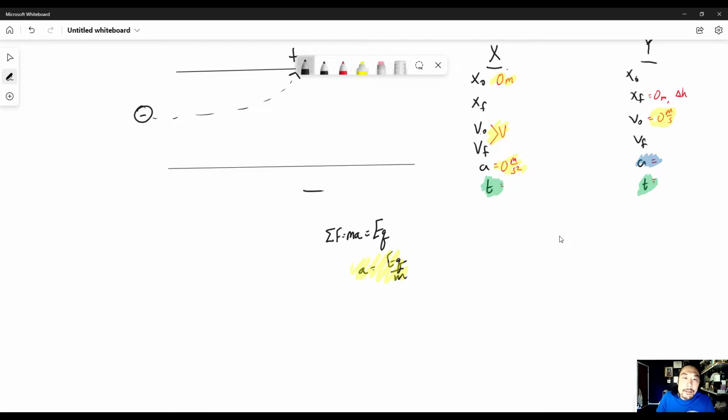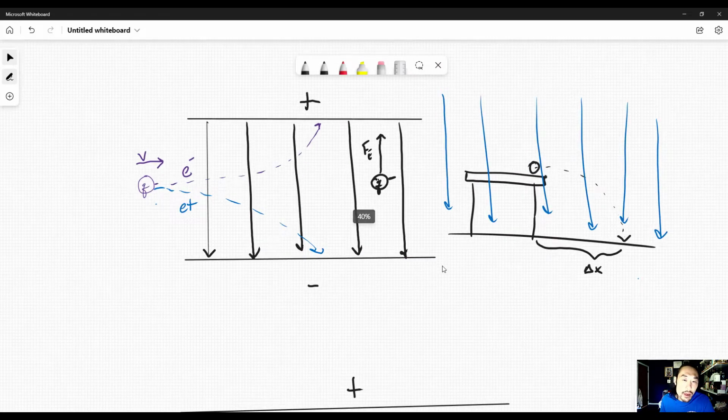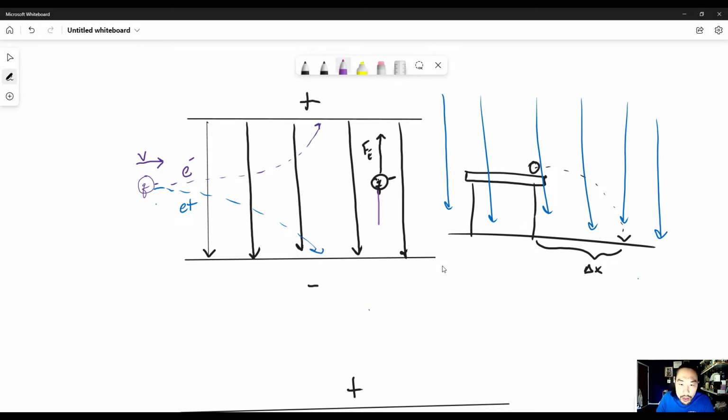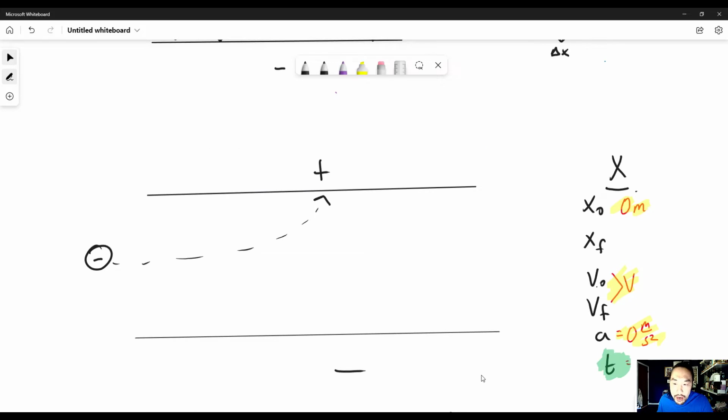Now, this is true if and only if there are no other outside forces. And what I mean by that is you might come across a situation where this charge is also under the influence of the gravitational field, and in that case we have to have Fg there, and that just means we have to have an additional mg in our net force formula.